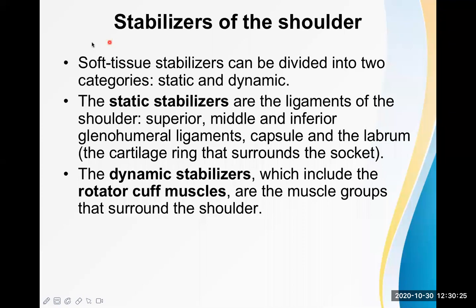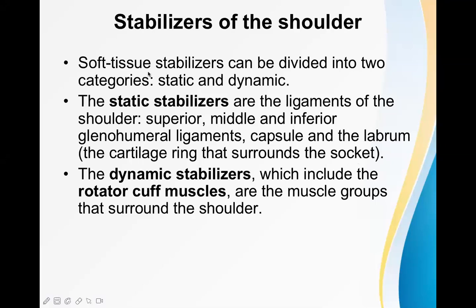Now, before we go for the break, let's talk about two important points here. Stabilizers of the shoulder. There are two types of stabilizers, static and dynamic. Statics are ligaments, dynamics are muscles. Though there are important stabilizers of the shoulder joint, still it is one of the most unstable joints among the major joints. We always compare the hip joint with the shoulder joint, and the hip joint is the very stable type, whereas the shoulder joint is unstable. Means it can be dislocated or subluxated very easily.